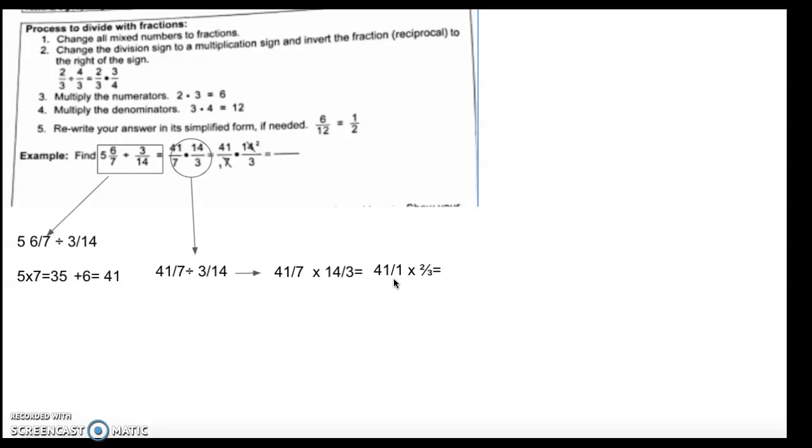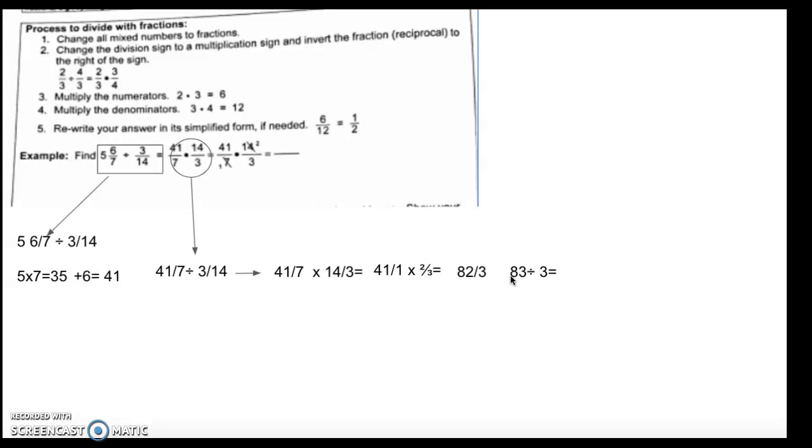Okay, so now we need to multiply across. So 41 times 2 is 82, and 1 times 3 is 3. So now what we have here is an improper fraction. So we have to go ahead and change that, and we do that by dividing the numerator by the denominator. And you're going to have to do a little bit of long division.